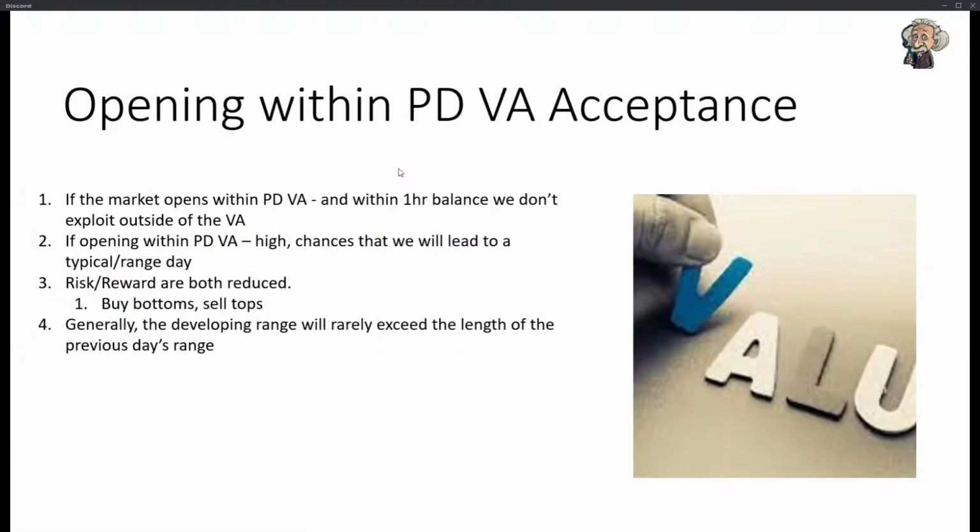So with that being said, opening within PD value or acceptance, right? And this is a disclaimer. You don't only look at a daily session, you want to look at the overall. Are you opening within the value? Where's the value area high from the prior week, month? Those things come into play, but I'm isolating this in the concept of just the value, right? Prior day value acceptance. If the market opens within the previous day value, and let's say the 1 hour balance we don't exploit outside of the value area, well, high chances that we'll most likely have a range day.